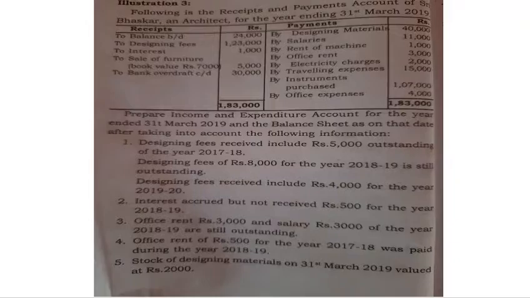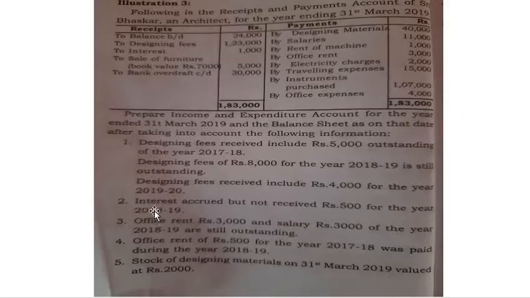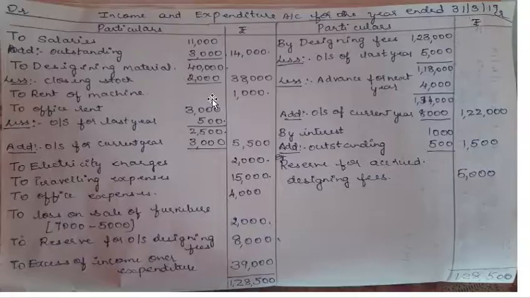Okay, now let's go to the next concept. Interest is an income, so write the interest 1000. There was an outstanding interest in the adjustment. Interest outstanding, not received, so income outstanding. You have to write here interest outstanding 500, that is 1500.